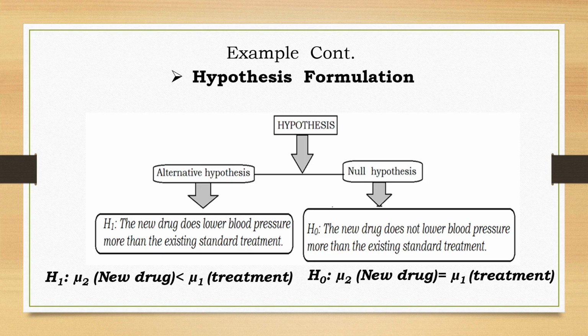Whereas the alternative hypothesis states that the new drug lowers blood pressure more than the existing standard treatment, which means that the mean systolic blood pressure of the individuals that took the new drug is lower or smaller than the mean blood pressure of those individuals that took the standard treatment.